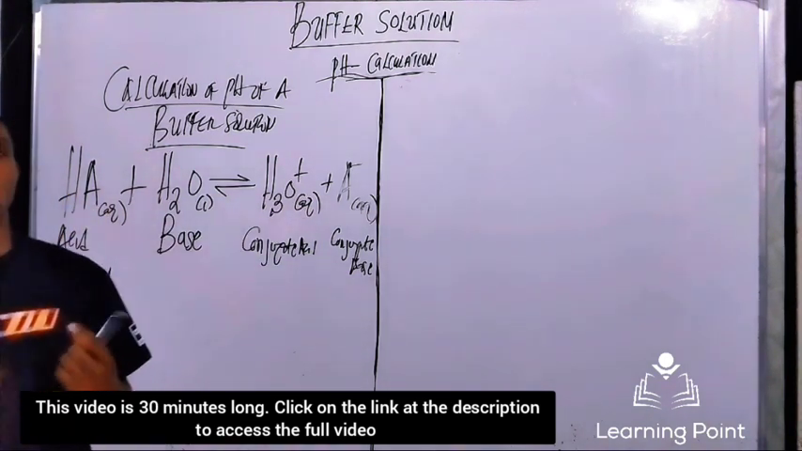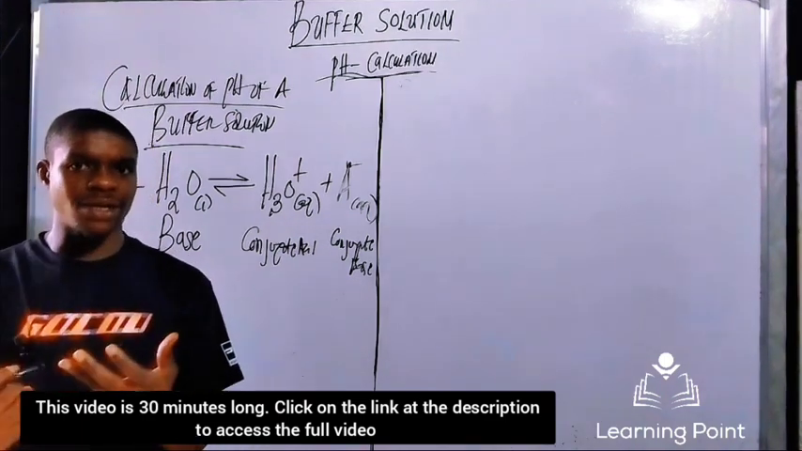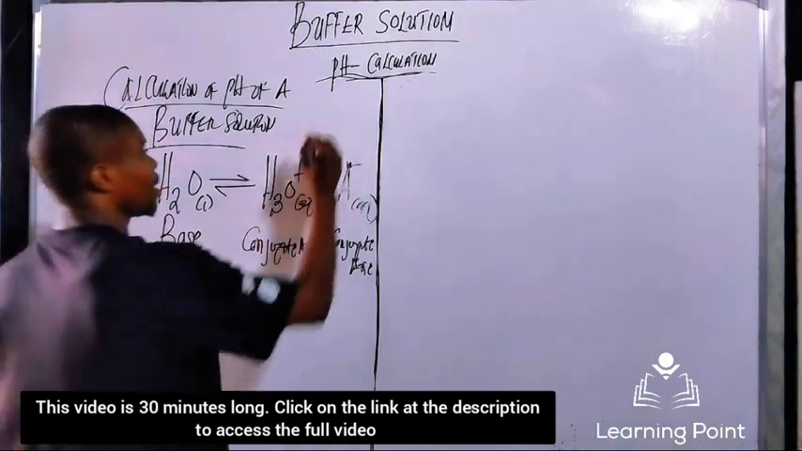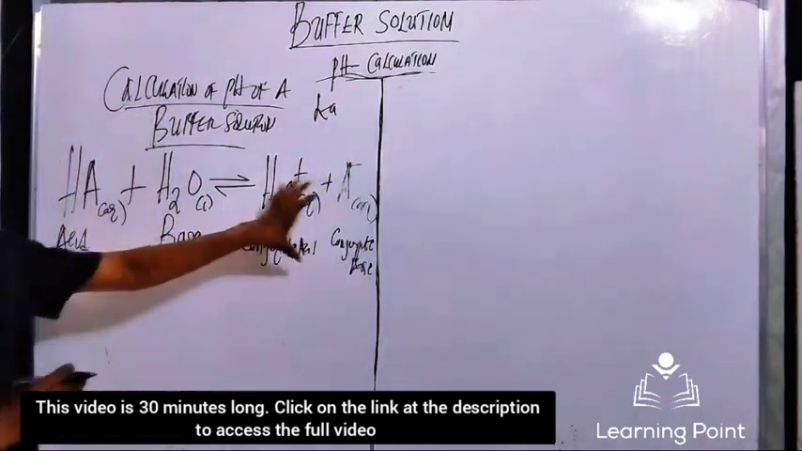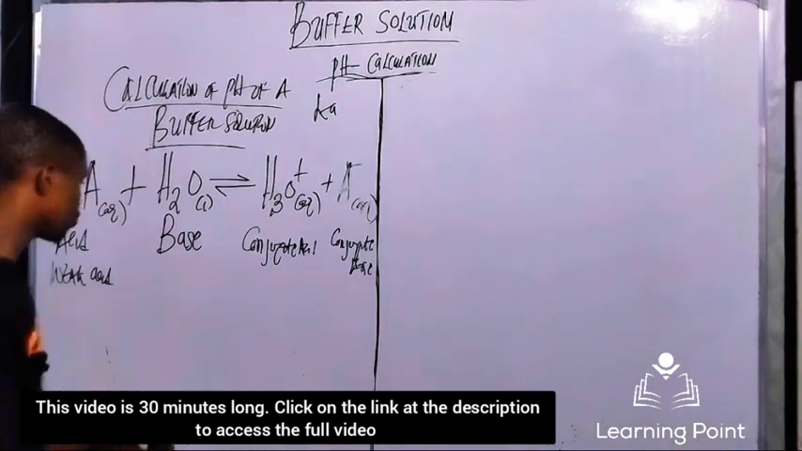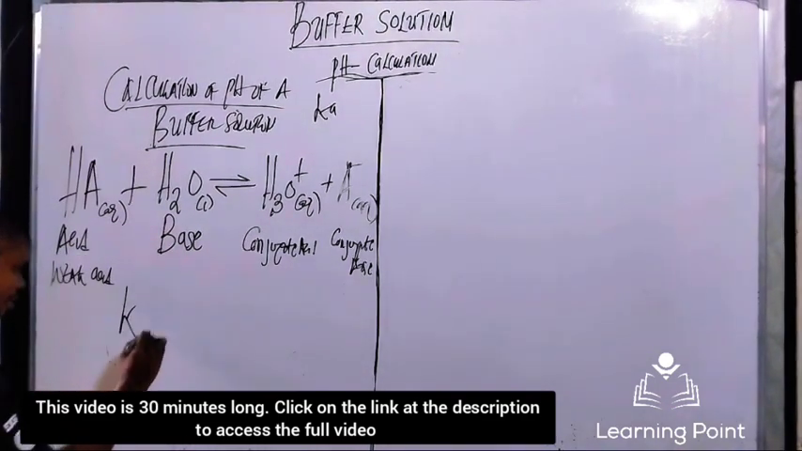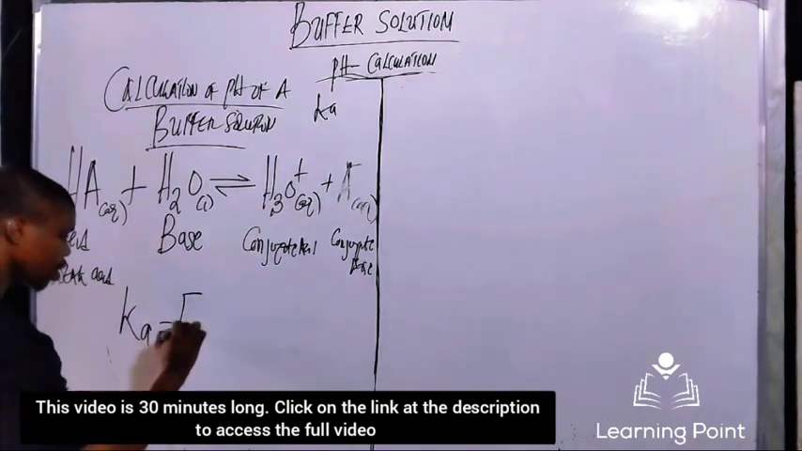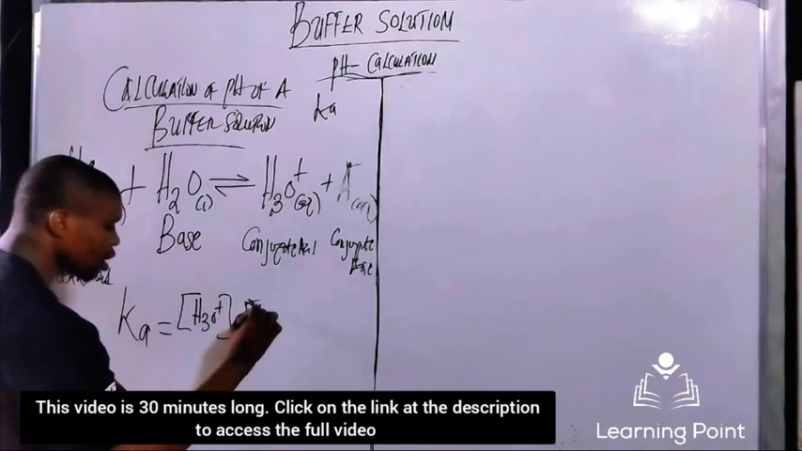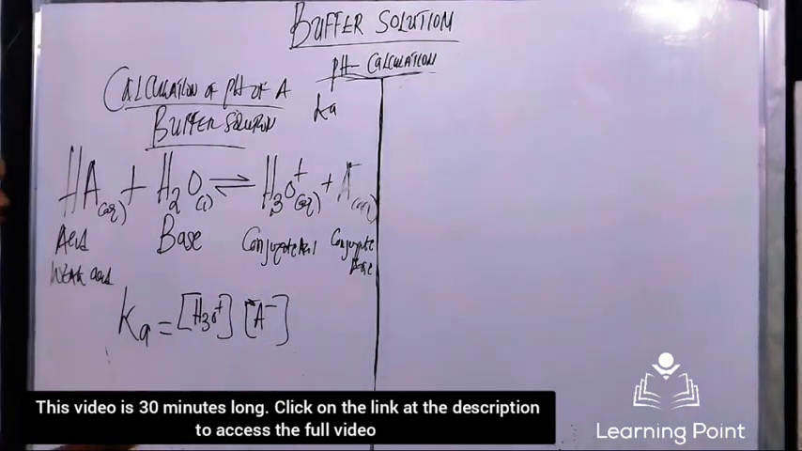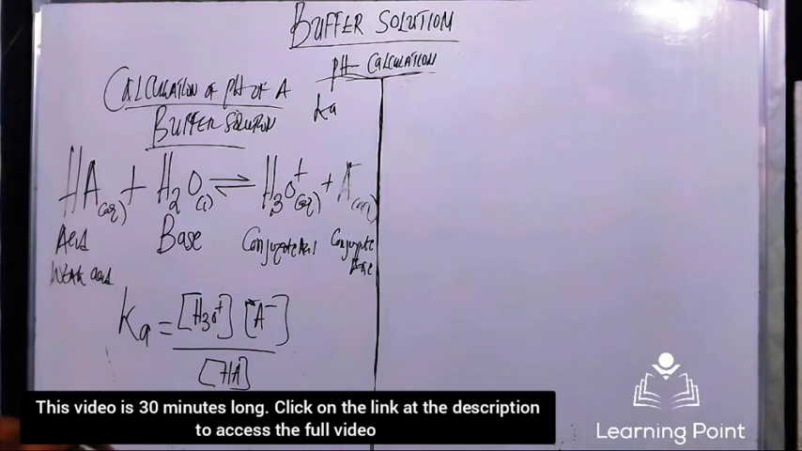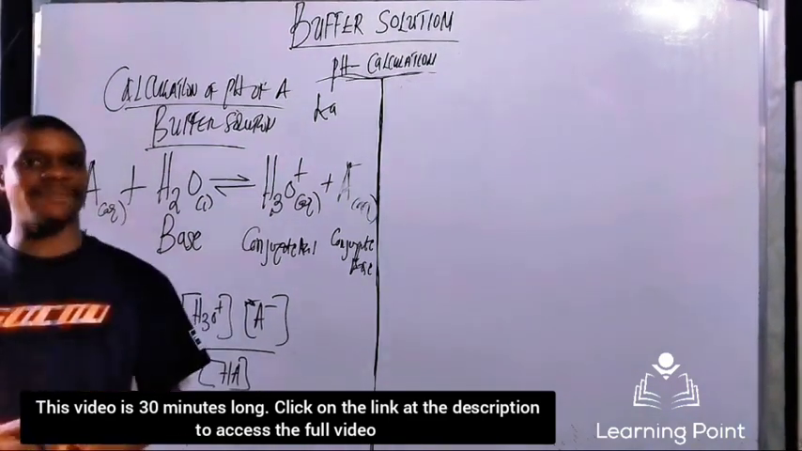All weak acids have their Ka, which is called the acid ionization constant. So I want to write the Ka of this expression, using the law of mass action. My Ka is equal to the concentration of H3O plus times the concentration of A minus, the conjugate base, over the concentration of the acid, HA. This is where you derive the Henderson-Hasselbalch equation.